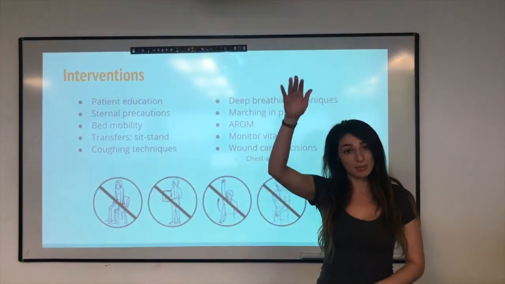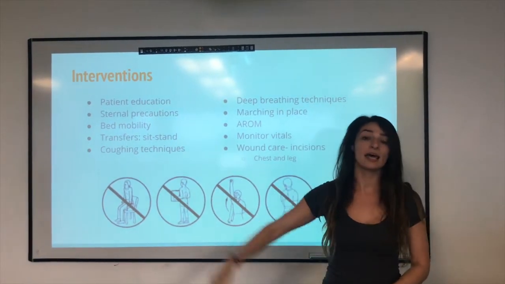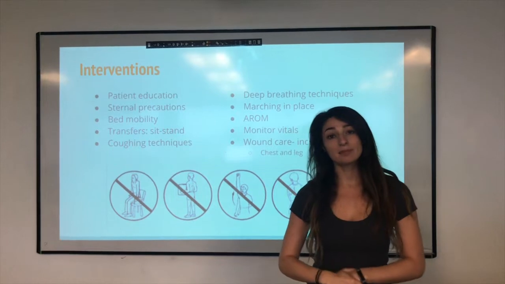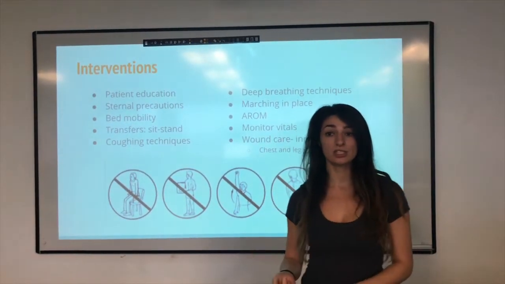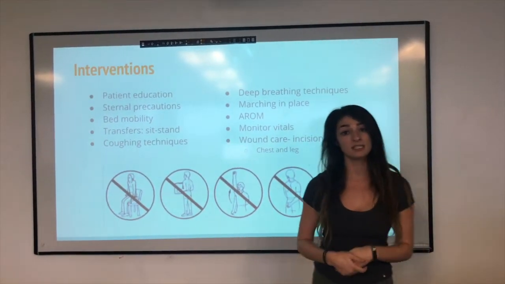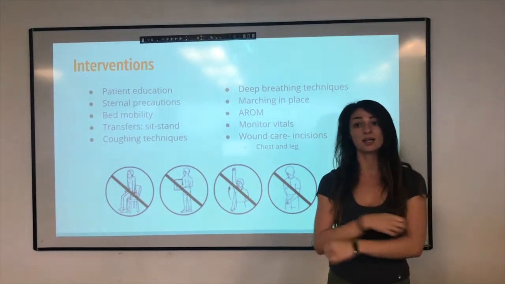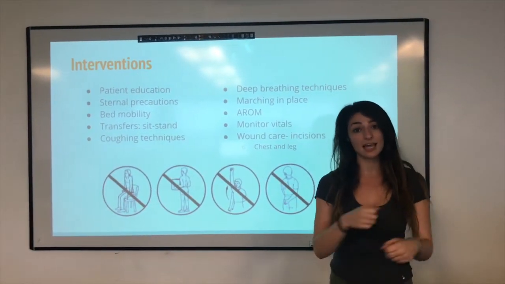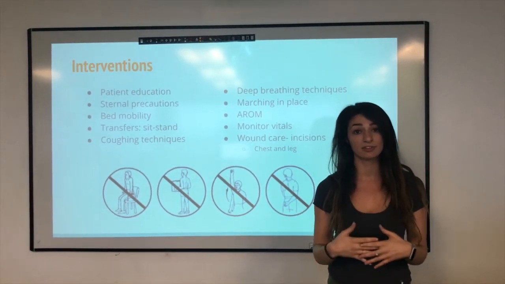Reaching overhead, we can't go past 90 degrees in either plane, and we also don't want to be reaching behind the back. We will practice some bed mobility with them while also using these sternal precautions. We will do some sit to stand, again holding a pillow as to not push off a chair, and we will do some coughing techniques, again holding a pillow so they feel a little safer when coughing.